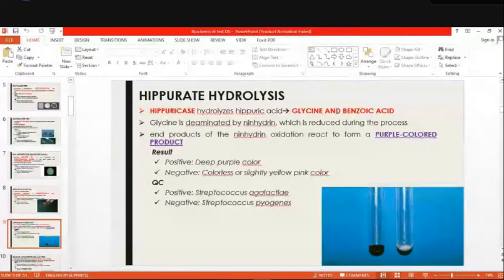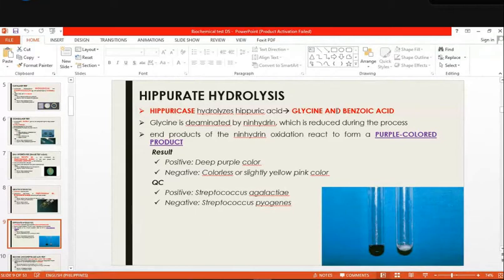Okay na kayo. Punta naman tayo sa ating hipurate test or our hipurate hydrolysis test. So, our hipurate test is based on the ability of the organism to hydrolyze again your sodium hipurate to benzoic acid and glycine by the action of the enzyme. Yung enzyme? Hipuricase. Okay, so that the rapid test involves ninhydrin as the indicator.